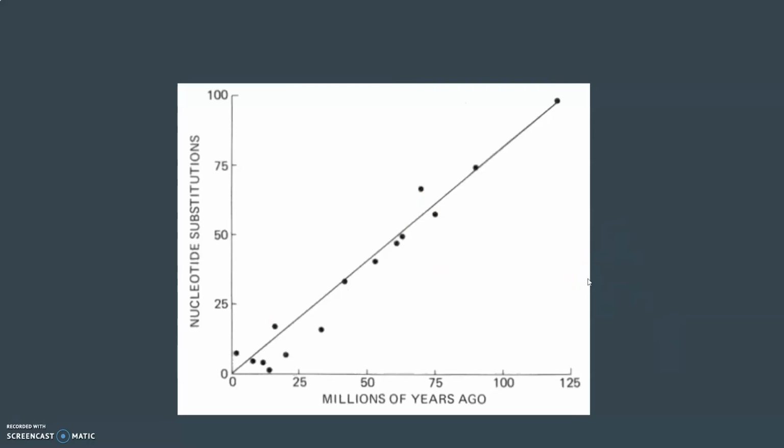So from this you can see how much evolution is occurring over time, and we've assumed that it's a constant rate based on the data points from the fossil record.